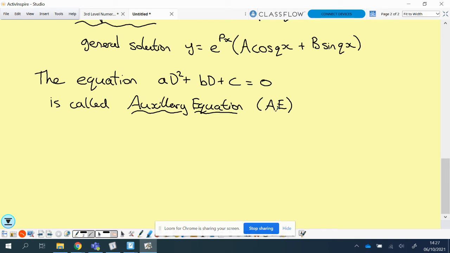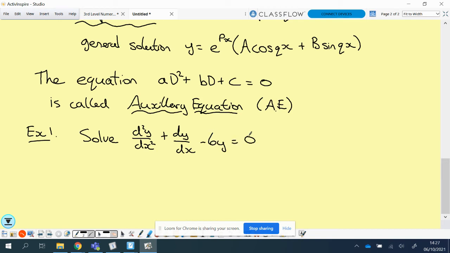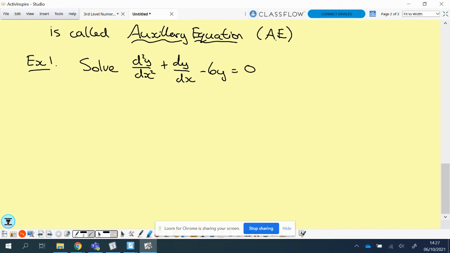Okay, so we'll go to example 1. Solve d squared y by dx squared plus dy by dx minus 6y equals 0. So that's our question. We want to find the general solution for that. We don't have any data to find any particular solution, so we need to find the general solution. Going to our auxiliary equation, I'm going to swap all the differentials with the letter D. Because that's d squared y by dx squared, that's going to be D squared there.